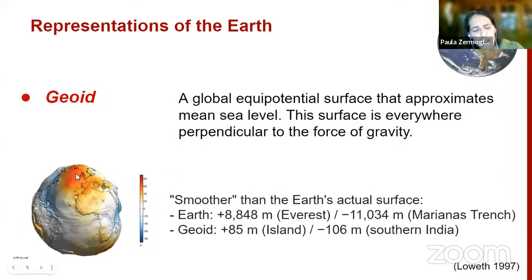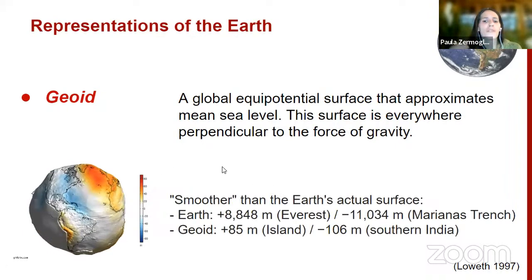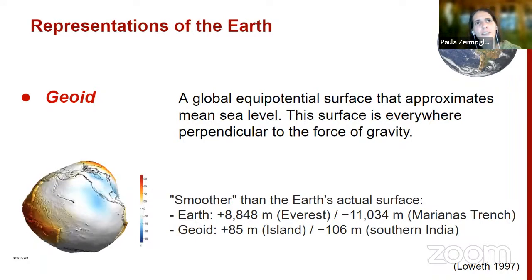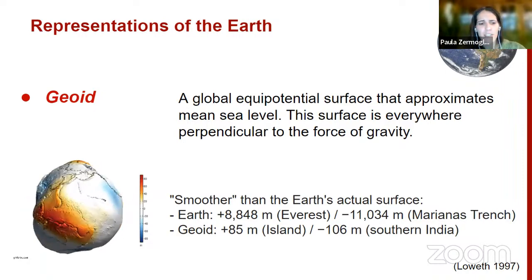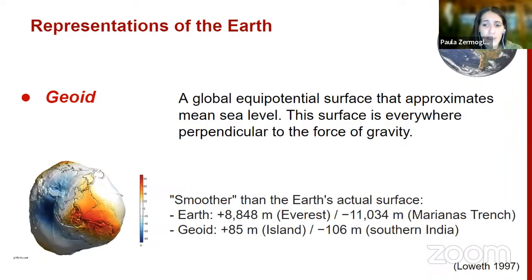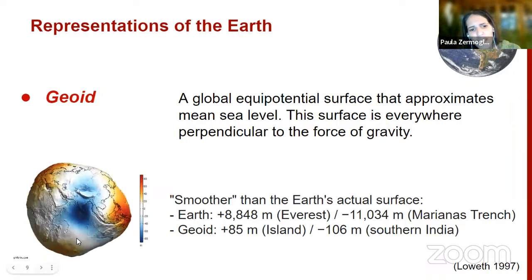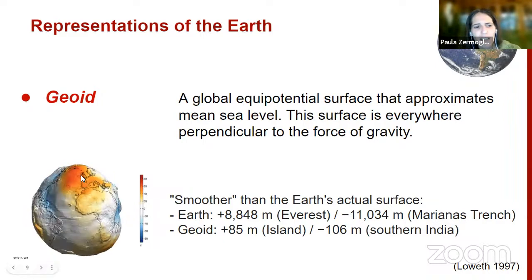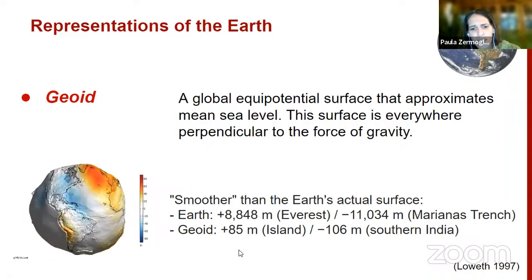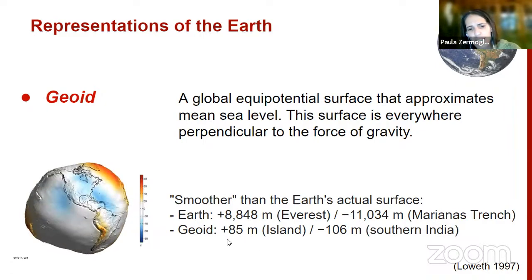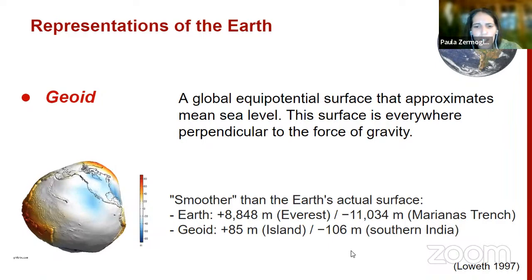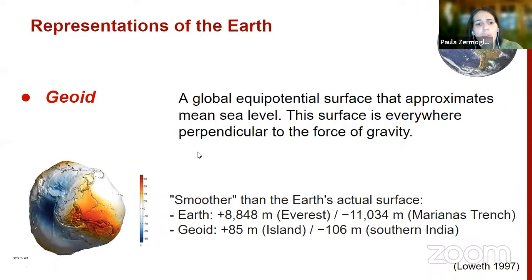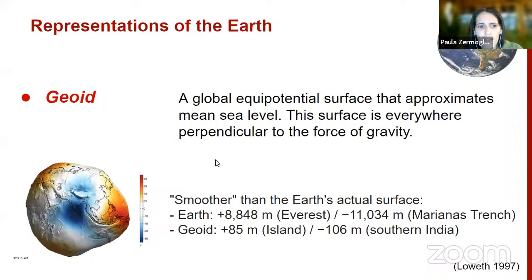So this geoid provides a surface that is actually smoother than the Earth itself, the actual surface. For example, the Earth has its highest peak at the Everest and its lowest depth at the Marianas Trench, but that is not what we see on the geoid. The geoid is smooth, and so it has an upper limit of much less height, and same for the lower point. So we see that it's smoother than the actual surface of the Earth.